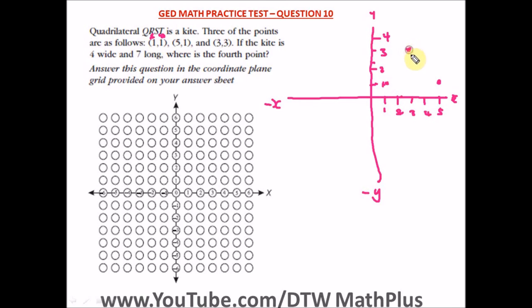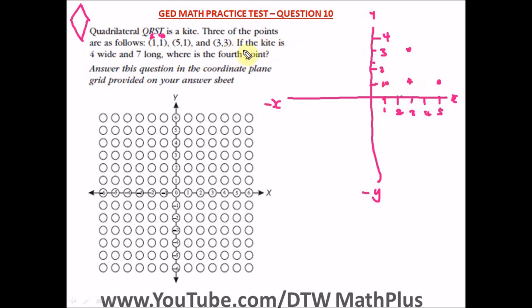All right, so we can see this. We're to look for the fourth point. You know, a kite looks this way. This is the way a kite looks. It's a quadrilateral with four sides. So you can see we already have this and this, and it says if the kite is 4 wide. So we can see that we have a 4 wide already here. We have 1 here, 5. If you subtract 5 minus 1, this will give us 4, so it's 4 wide.